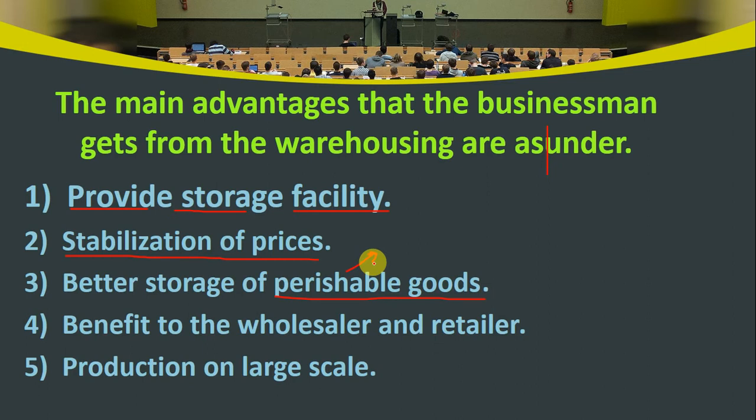Number 4 is benefit to the wholesaler and retailer. How? We say that the wholesaler and retailers get adequate quantity of goods from the near warehouses. The consumers are thus able to get goods at least prices.